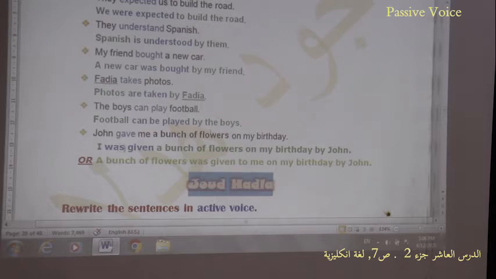Give, gave, given. So the third form of give is given. So I was given a bunch of flowers on my birthday by John. Now we can start with the second object, a bunch of flowers. So a bunch of flowers was given.